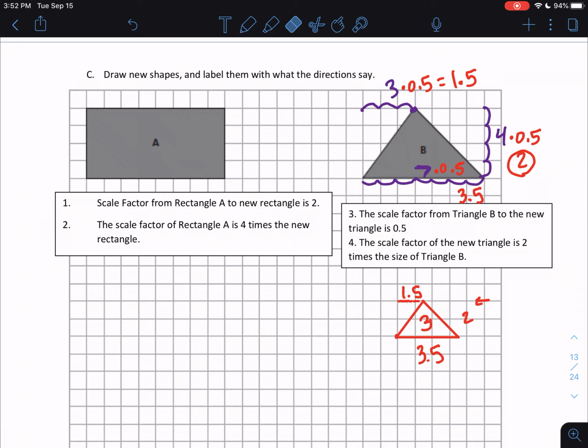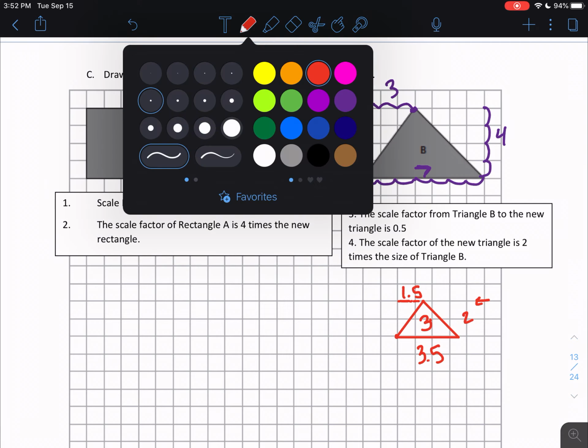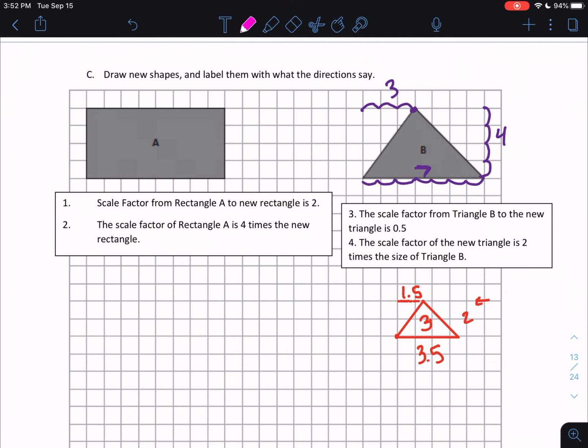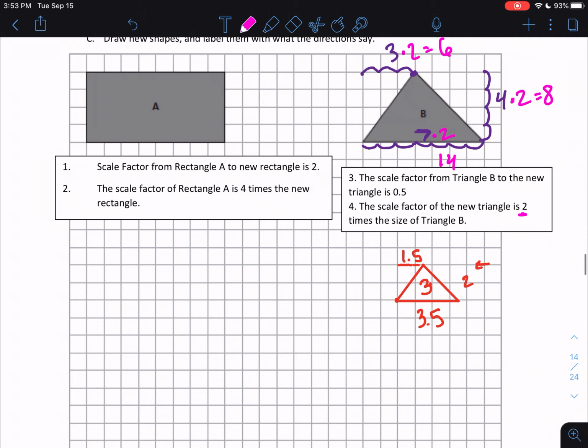So now I'm going to erase my red notes because we're done with those, because I want to write again. You could be erasing, you could be writing it on the side, whatever you feel like you need to do. And I'm just going to change to pink. So again, now the scale factor is 2 times the size of triangle B. So that means we have to multiply everything by 2. Okay, so 3 times 2 is 6, 4 times 2 is 8, and 7 times 2 is 14. So again, go ahead and try and draw that now.